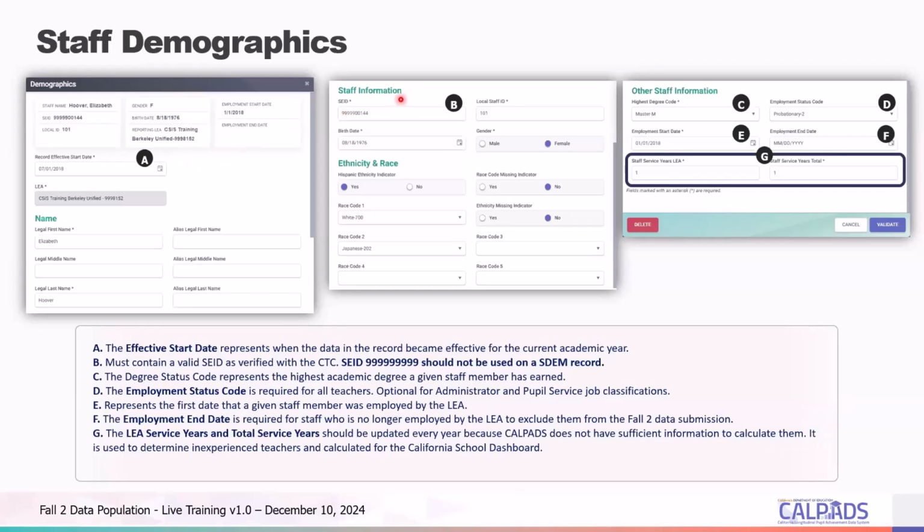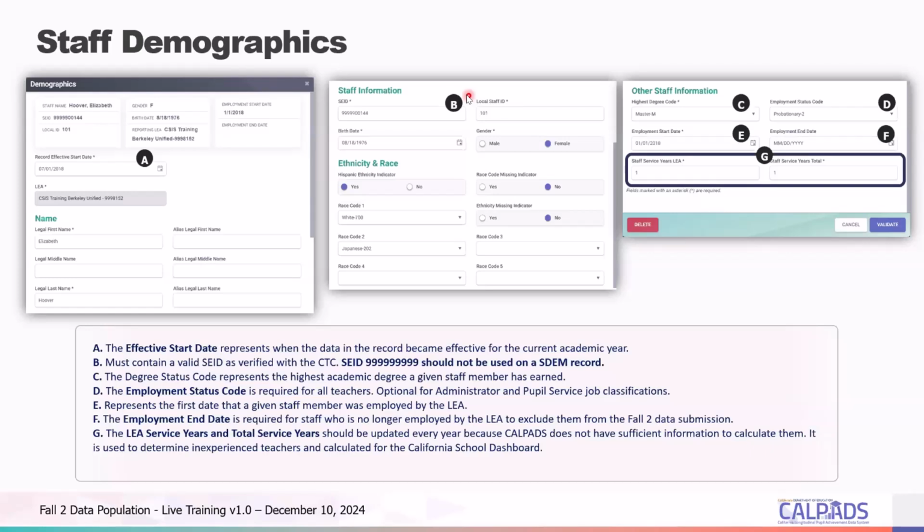All right, next, the staff information section of the SDEM record contains the statewide educator identifier, or SEED, in the field labeled B on screen here, which is required for all educators in public K-12 LEAs in California and is assigned by the California Commission on Teacher Credentialing, or CTC. The SEED is required to submit staff data to CALPADS and required for course section records. SEEDs allow CALPADS to maintain data on individual educators over time. And you can only submit a staff demographic or a staff assignment record for an educator who has a SEED.